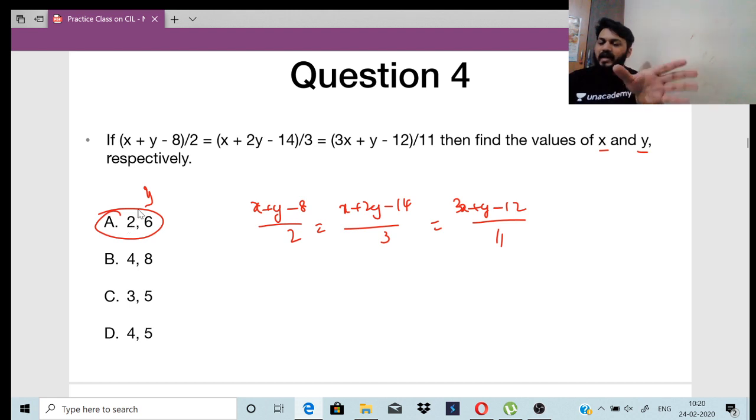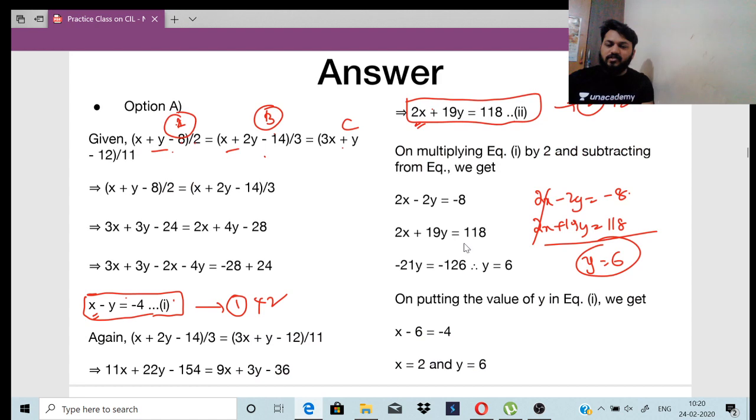क्योंकि CIL में ऐसा क्वेश्चन ही मिलता है, so that you can solve them within 30 to 40 seconds. Within 30 to 40 seconds solve करने वाला क्वेश्चन ही मिलेगा CIL में. So just see for y, 6 is there, give it the answer. Or else you can find x also by substituting the value of y in equation 1 or 2, and you'll get the value of x also.